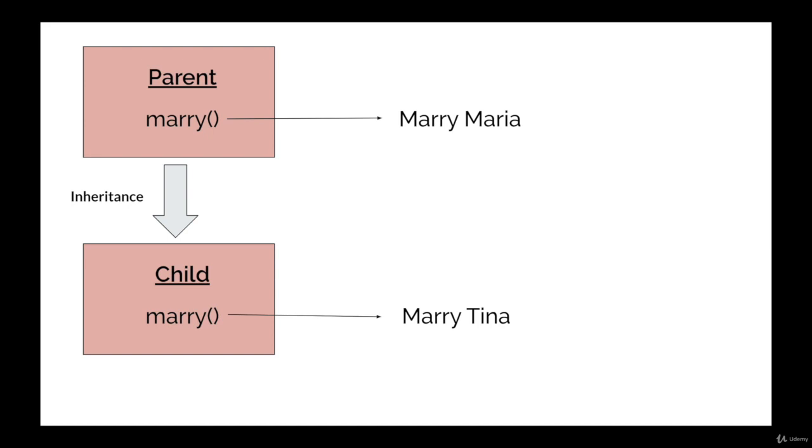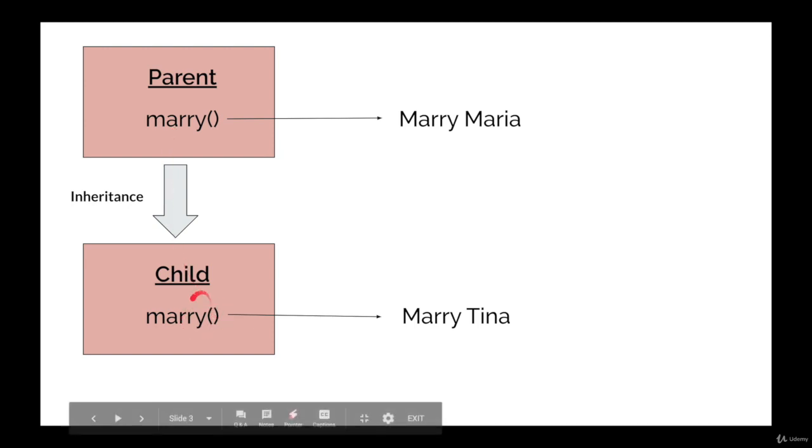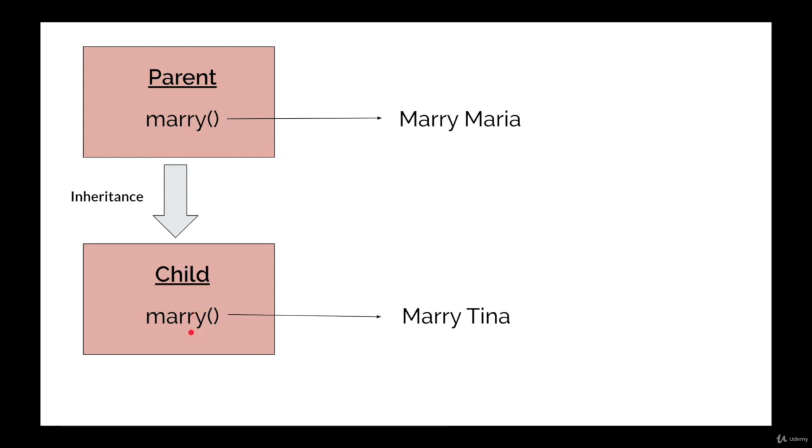Now you are the child and you are inheriting from your parent. In the child class, if you are not happy with the parent class implementation of marrying Maria, you can redefine the marry method as marry Tina. This marry method in the parent class is known as the overridden method, and this marry method in the child class is known as the overriding method.